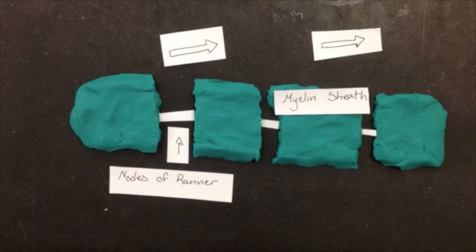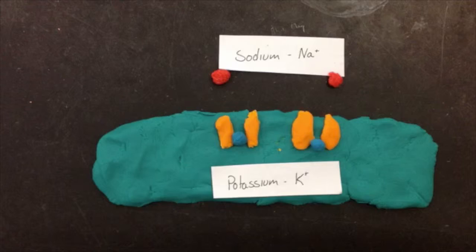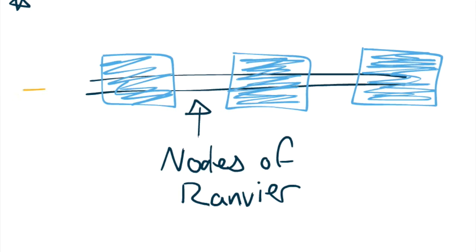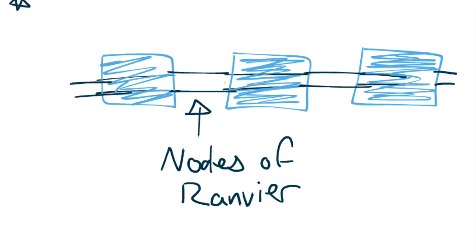Myelin sheaths cover the axon and allow the electrical signal to move faster. Note that the signal does not travel through the axon, but instead travels over the myelin and bounces between the nodes.